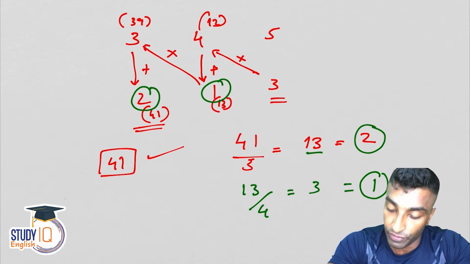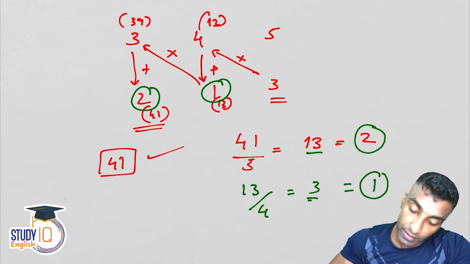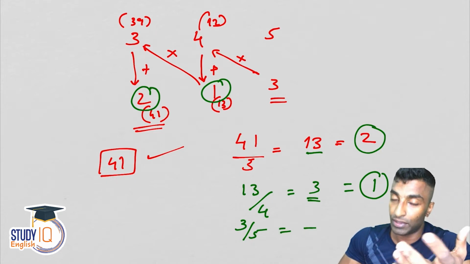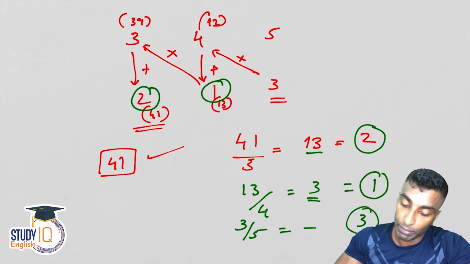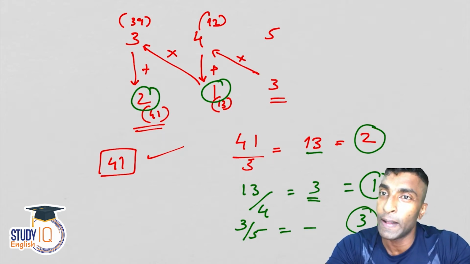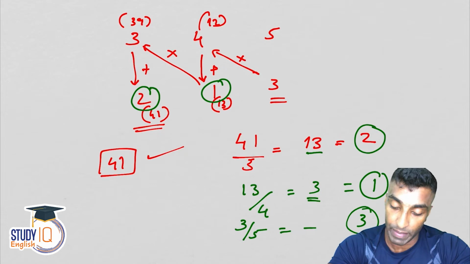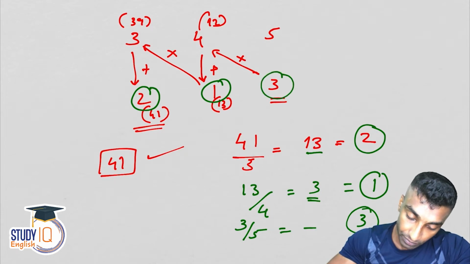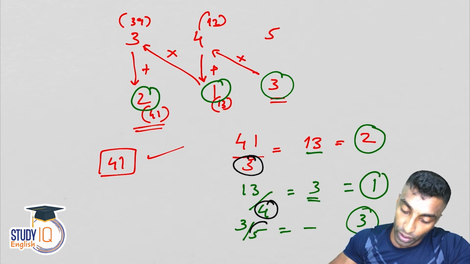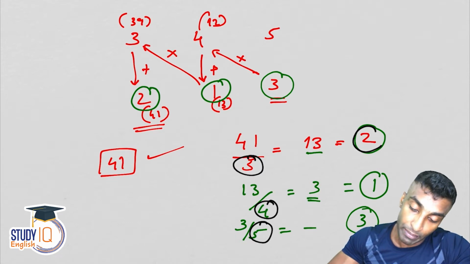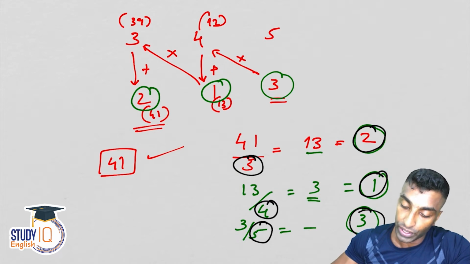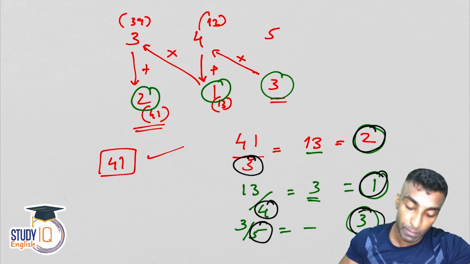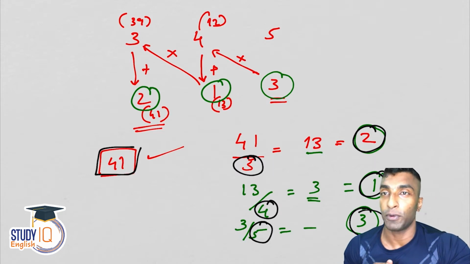So this 1 is what they are actually talking about: 1 is the remainder when you divide by 4. And then finally, this quotient 3 you divide by 5. There is no quotient here because 3 is less than 5, and the entire 3 is your remainder. So in the third case, when you divide by 5, 3 is the remainder. So can you see, you are dividing by 3, 4, 5 and getting remainders 2, 1, 3. This is what the question is all about. So 41 is the first possible number.